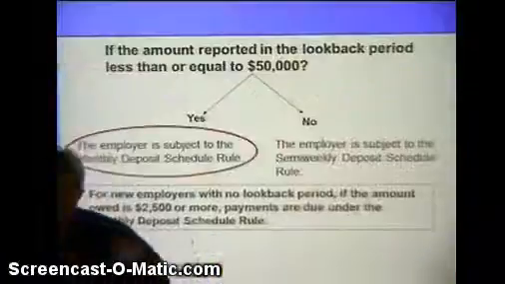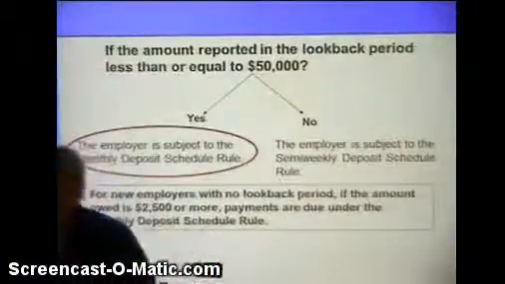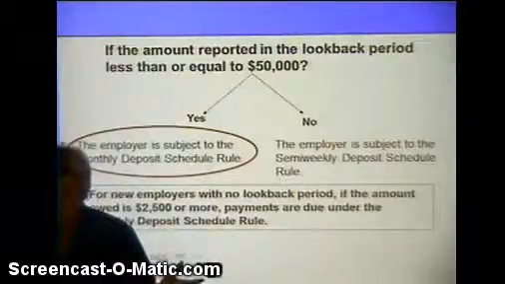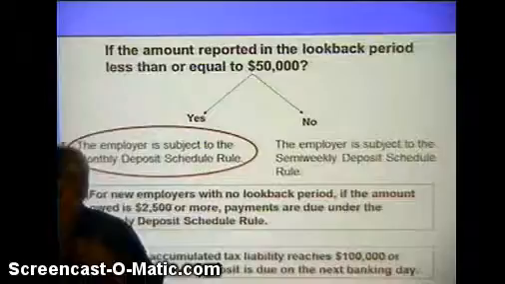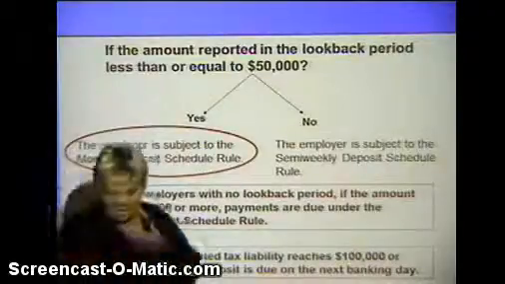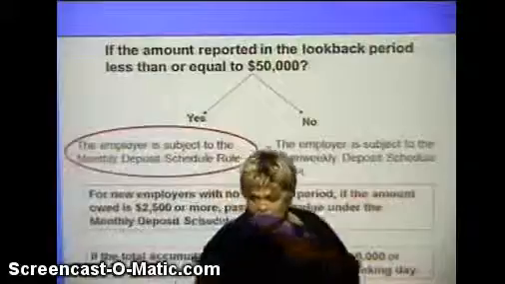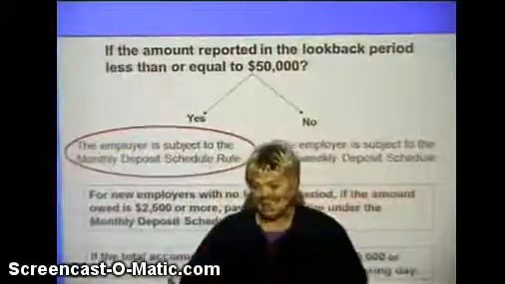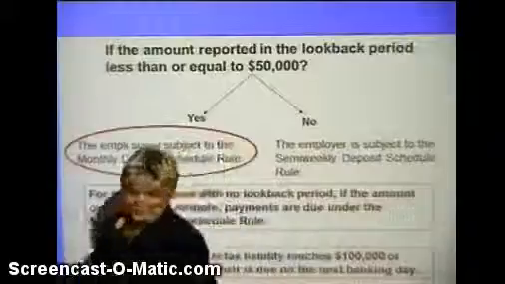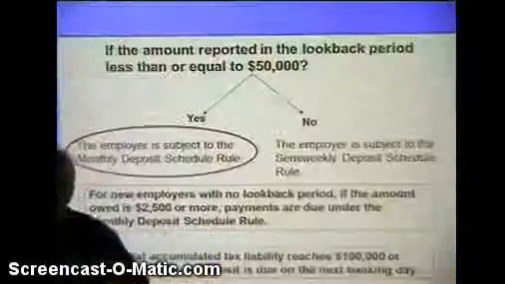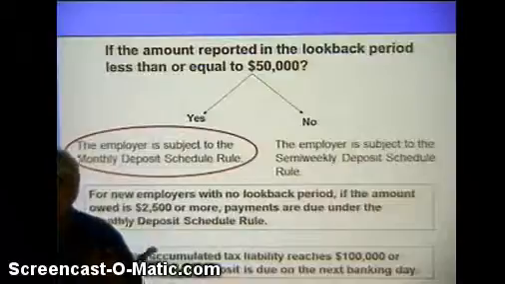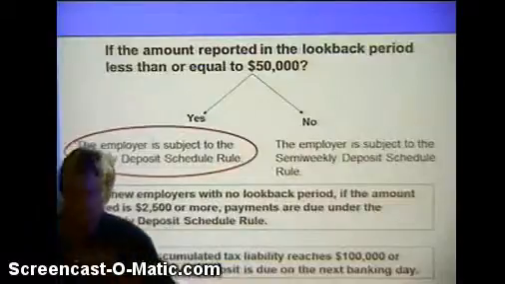for new employers with no look-back period, brand new. If the amount owed is $2,500 or more, then they're due under the monthly schedule, new ones. Then if it reaches $100,000 or more on any day in those accounts where they're collecting taxes, it's due the next banking day. So they don't let them keep it at all. You collect it, and the next day, pay your payroll, turn it in. You pay your taxes that you've withheld.